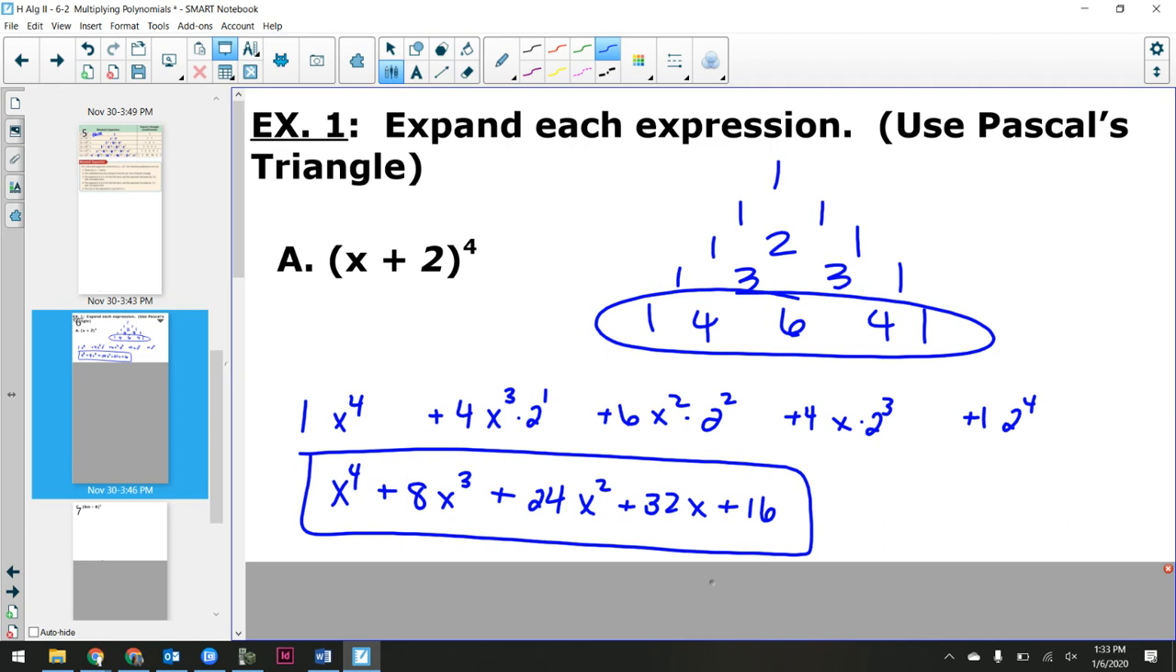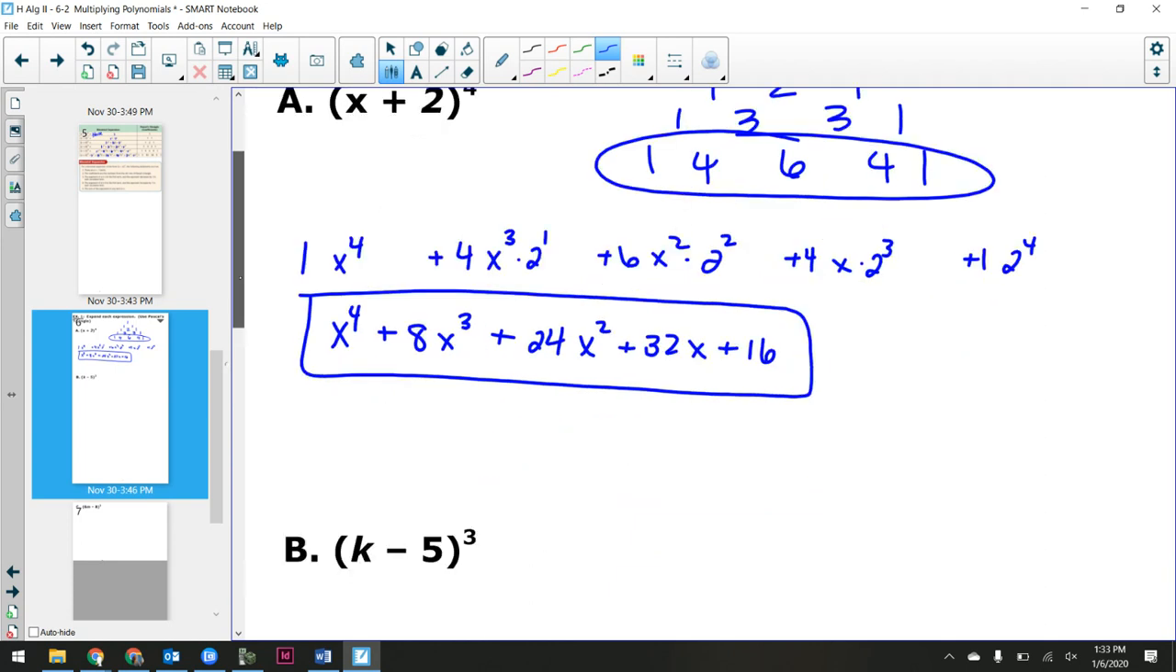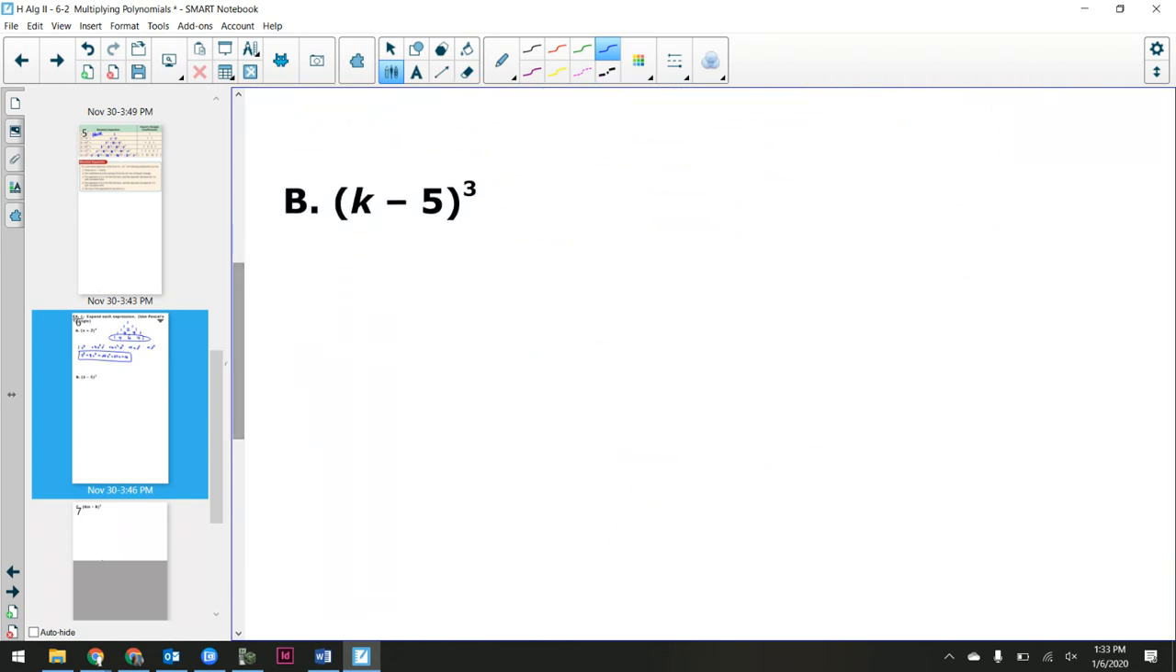In my mind, that's quicker than multiplying it out. I think the breaking point is between a plus b to the 3rd and a plus b to the 4th. When you raise it to a 4th power, it's quicker to do Pascal's triangle. If you're going to do the 3rd power, it might just be easier to write it out. But let's do a 3rd power using Pascal's triangle, especially when there's a negative involved. That can get a little tricky.